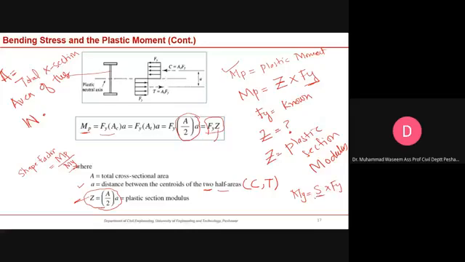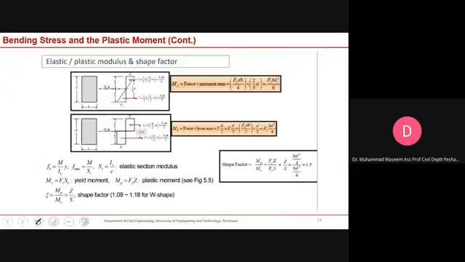So this is the elastic section modulus, and for a rectangular cross section, this is equal to this. If you know the plastic moment and the yield moment, you can find the shape factor. With this discussion, we will move on now to our next slide. This slide is about what we call the shape factor.